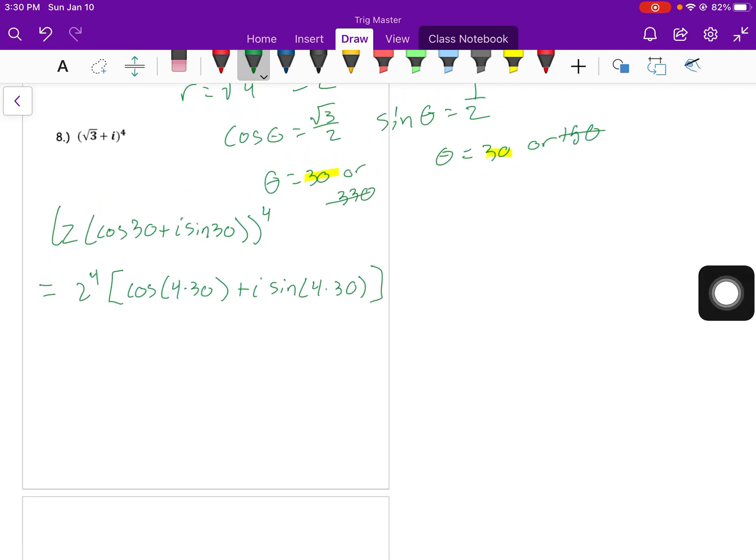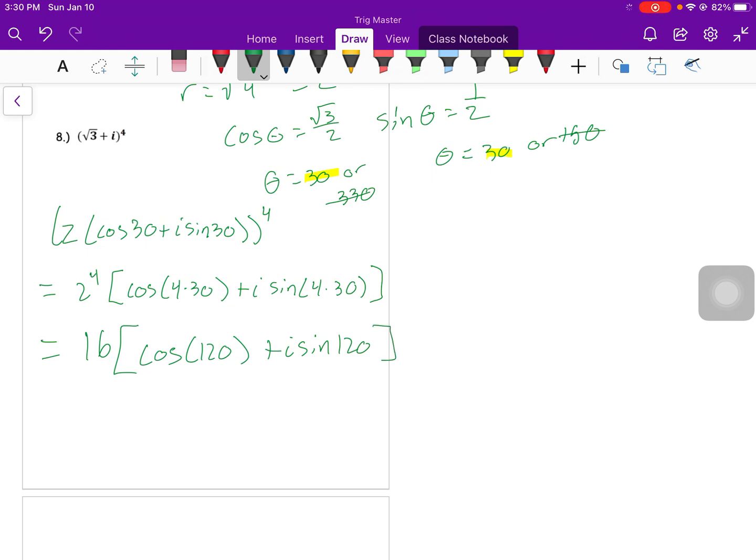In this case, you'd be half as big as your final answer should actually be, because 2 to the 4th is equal to 16. 2 times 4 is equal to 8. That's just because we have a base of 2. You're not always guaranteed to have a base of 2. So when I multiply that angle, I get 120 degrees.